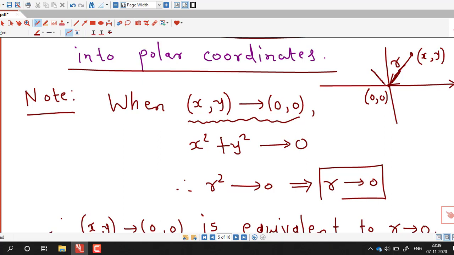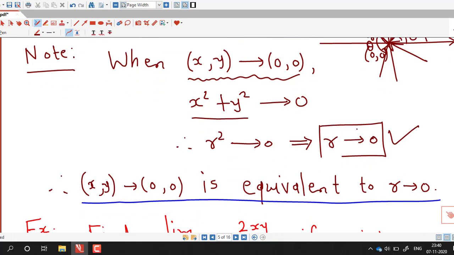because suppose we are approaching from this side, and suppose this is small r. So there are different ways to approach from different directions. But whenever we are going near to zero, this distance is going near to zero. Distance becomes small. The angle theta is not becoming small. Suppose I am measuring from this, this will be the angle. Suppose I am measuring from here, then this will be the angle theta. Similarly for this, this will be the angle theta. So when x, y is approaching 0, 0, r will approach 0. So x, y tending to 0, 0 can be equivalently replaced by r tending to 0 when we convert Cartesian limits into polar limits.